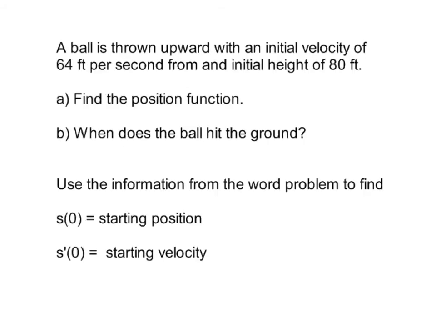So let's start with a problem where the ball is thrown upward with an initial velocity of 64 feet per second from an initial height of 80 feet. We want to find the position function and find when the ball hits the ground. When we read word problems, we need to understand that the starting position, or the initial height in this problem, is S of 0. And that the starting velocity, or the initial velocity, is S prime of 0, or V of 0.